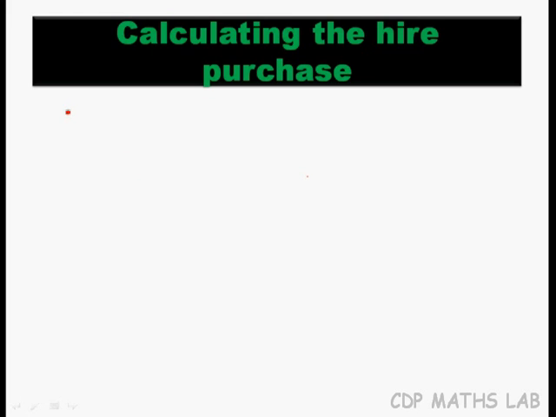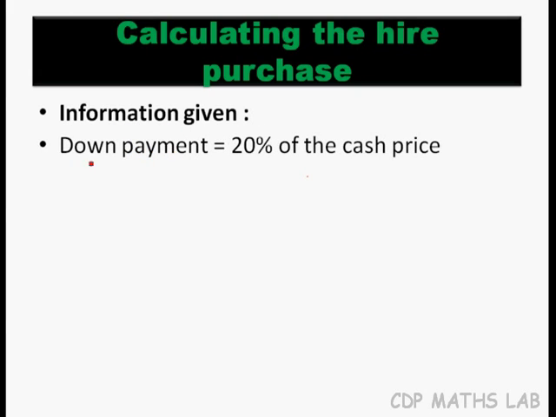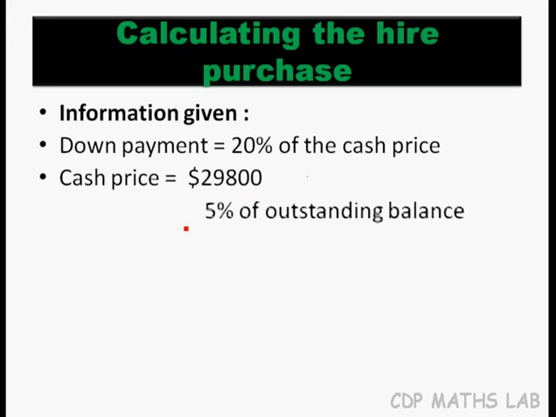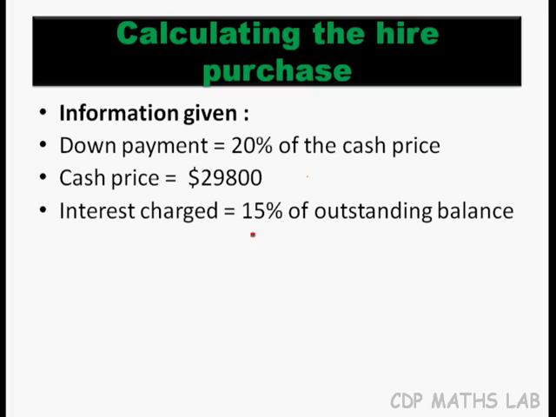Okay? Alright, so now we're going to be calculating the hire purchase for example number 2. Now, note the information given. We're given the down payment, which is equal to 20% of the cash price. So the cash price was $29,800. And the interest charge is equal to 15% of the outstanding balance. Time was equal to 18 months. So these were the information given.